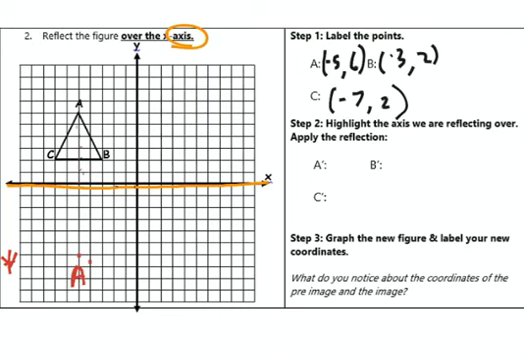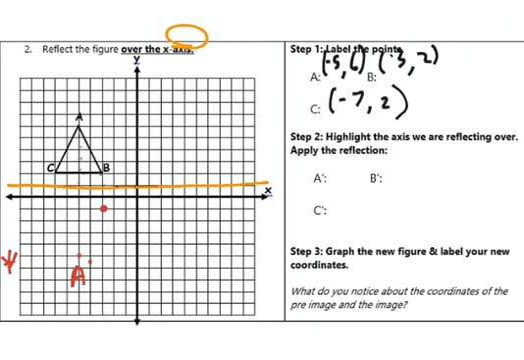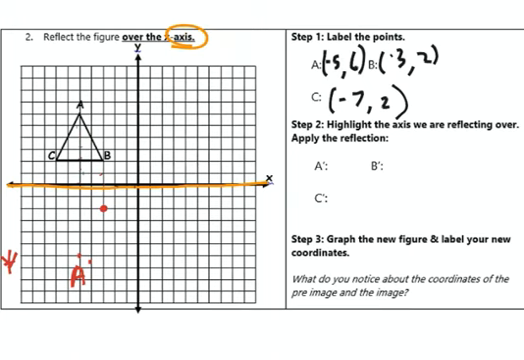Okay, now we're doing the same thing with B. B is only 2 spots away from the x-axis, so then we're going to move 2 spots in the opposite direction and label it B prime. C is also 2 spaces away from the x-axis, so it's going to end up here. 2 spots in the opposite direction, C prime. And then if you connect your coordinates, you see you have a nice triangle. Hopefully yours looks better than mine.